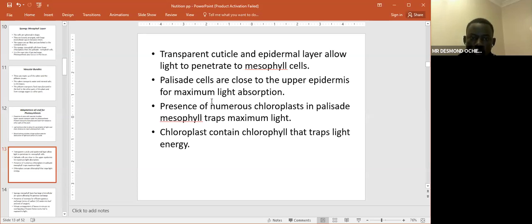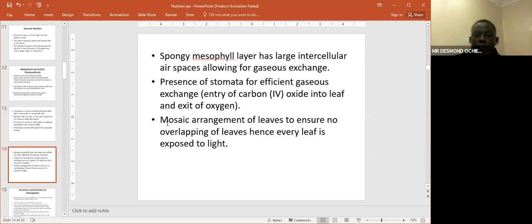The presence of numerous chloroplasts in the palisade mesophyll cells traps maximum sunlight. So these two points are closely related to each other. Then the chloroplasts contain chlorophyll that traps light energy, and I think I've mentioned that. The spongy mesophyll layer has large intercellular air spaces for gaseous exchange.